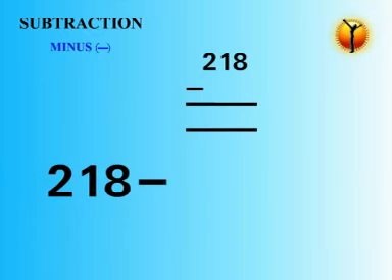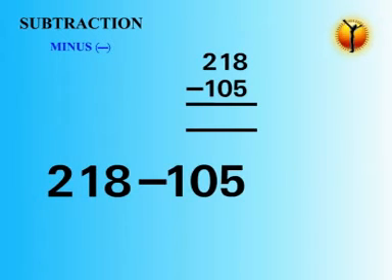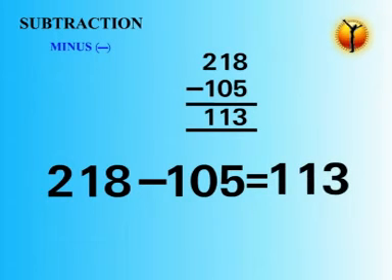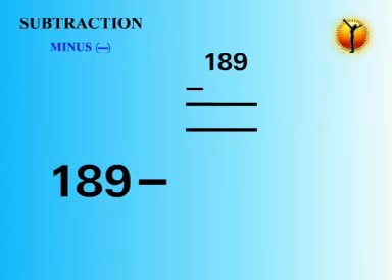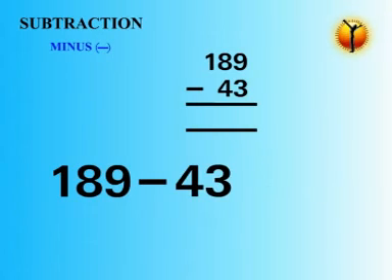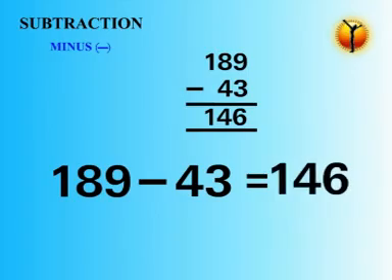218 minus 105 is equal to 113. 189 minus 43 is equal to 146.